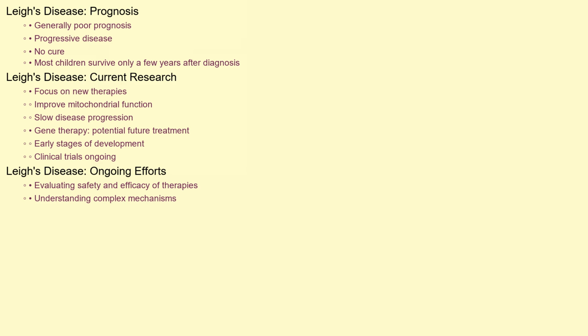The prognosis for individuals with Leigh's disease is generally poor. The disease is progressive, and there is no cure. The rate of progression varies, but most affected children survive only a few years after diagnosis.